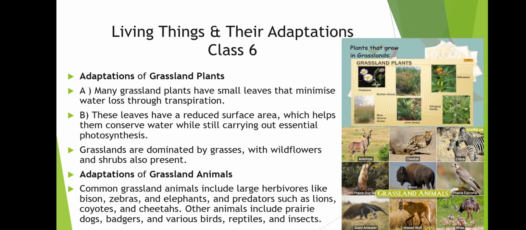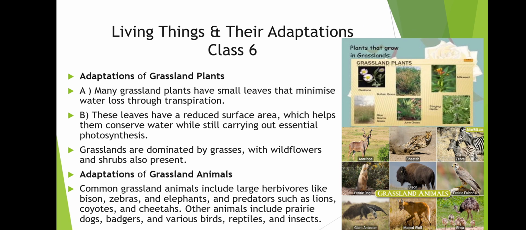Adaptation of grassland plants. Many grassland plants have small leaves that minimize water loss through transpiration. These leaves have a reduced surface area which helps them conserve water while still carrying out essential photosynthesis. Grasslands are dominated by grasses with wild flowers and shrubs also present.